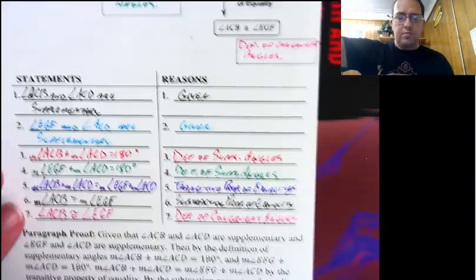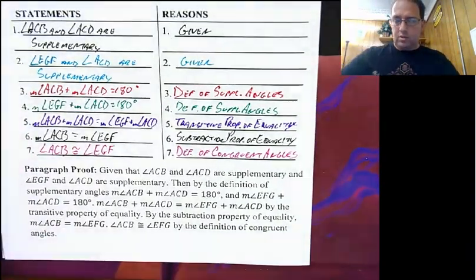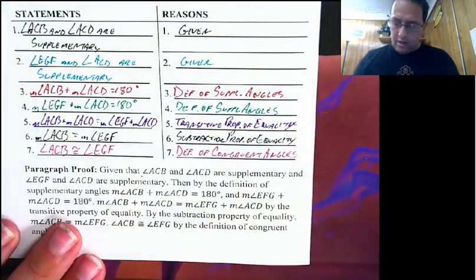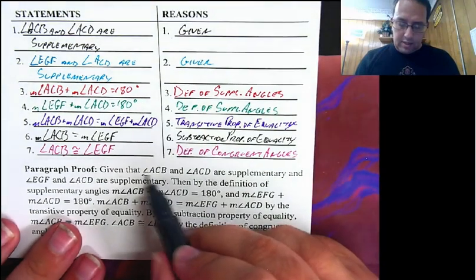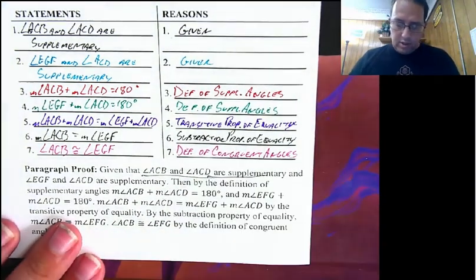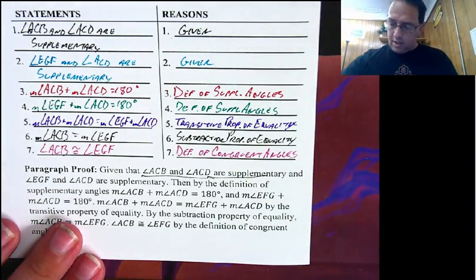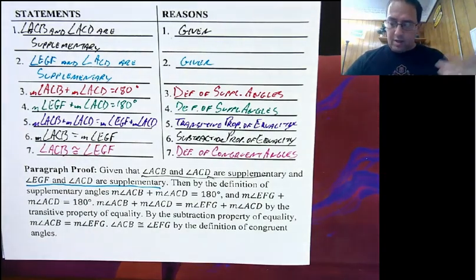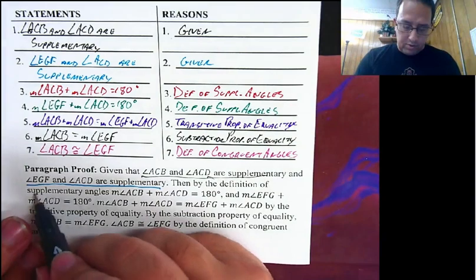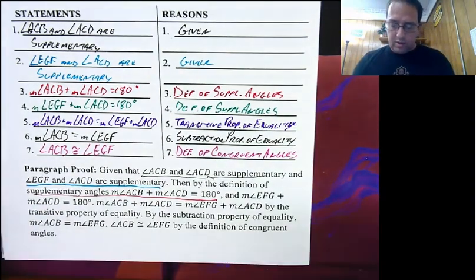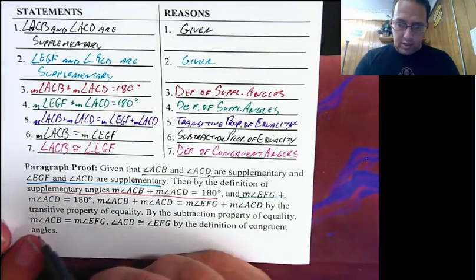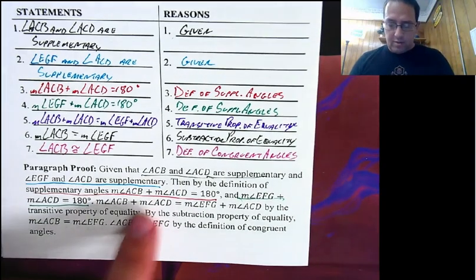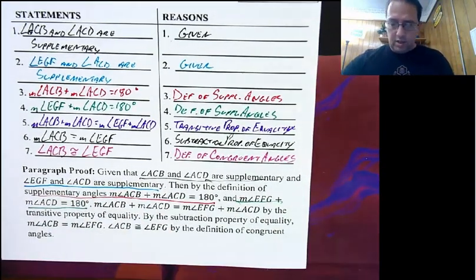Last kind we have is the paragraph proof, and this one is just already completely written out for us. We start off with, we are given that angles ACD and ACB are supplementary. We are given that angle EGF and angle ACD are supplementary. And then by the definition of supplementary angles, that means that these two add up to 180 degrees. And it also means that these add up to 180 degrees, right? And so since that's true, that means that this statement here works.